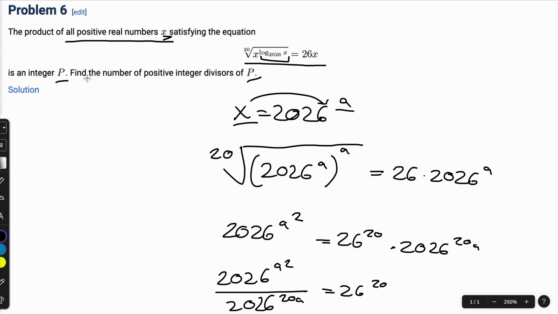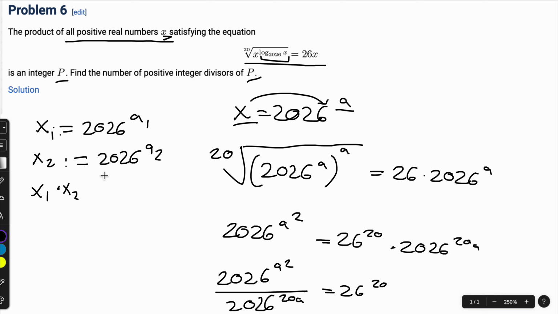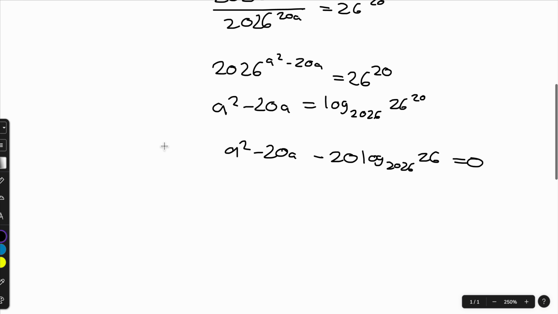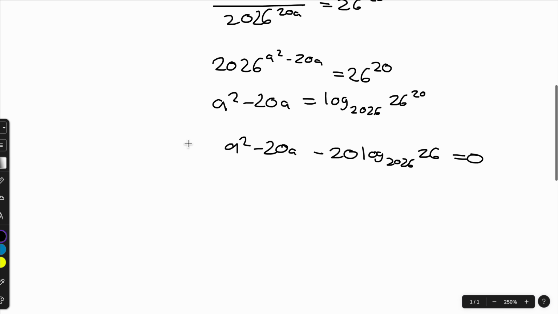And we want to find the product of these numbers x. So let's say since we know there's two numbers, we can write the first one x sub 1 and the second one x sub 2. And we'll just define these to be 2026 to the a sub 1, and then define this one to be 2026 to the a sub 2. And if you want to find x1 times x2, which is the product, we get 2026 to the a sub 1 plus a sub 2. That's really key here.